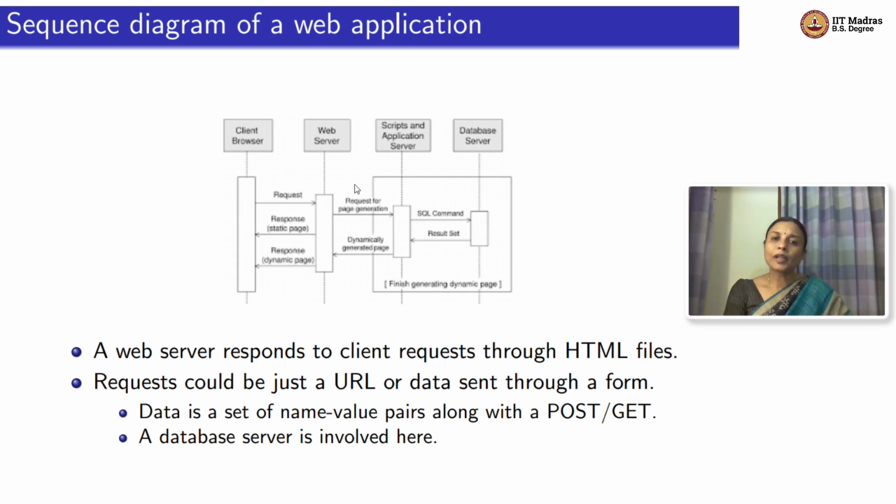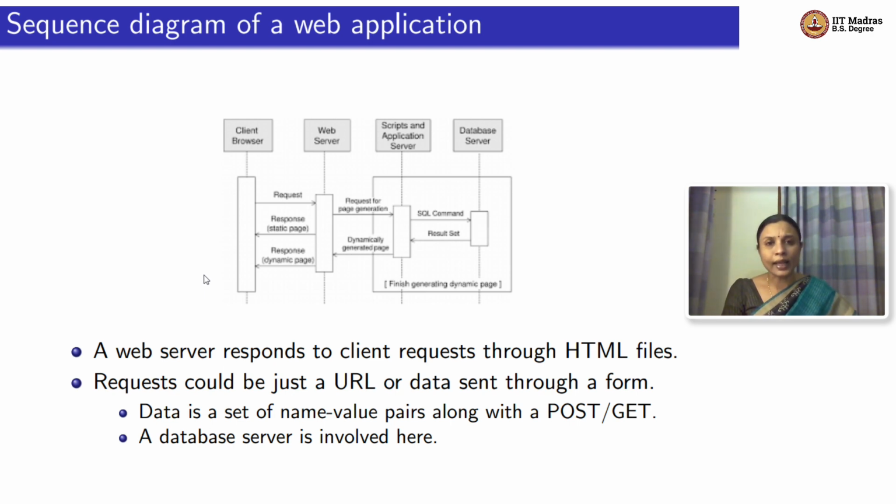Remember we said there is a 3-tier or a 4-tier application. So these are the tiers. Client is one, then web server, application server, and the database server is the 4th tier. And based on client requests, these various servers can be invoked through specific requests, and they provide responses. The request could just be a request for loading a new page, which is sending a URL, or it could be data sent through a form with a POST or a GET request. The database server can get involved in several cases. Sometimes it need not get involved also. So this is how a web application behaves.